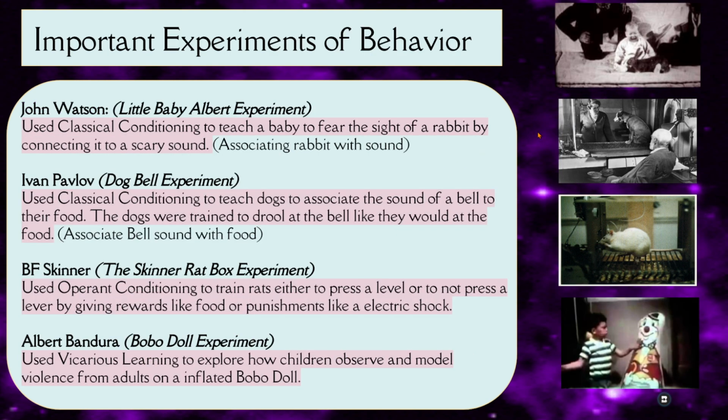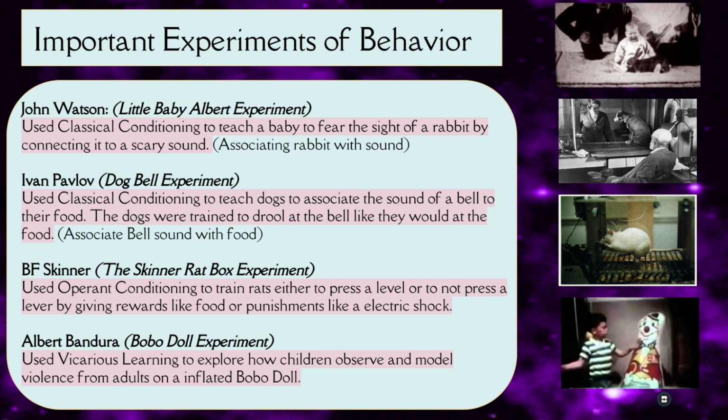Now, some of the major experiments and names of behaviorism are listed here. We have John Watson. He did the Little Albert experiment. This was a classical conditioning experiment where they taught a baby to fear the sight of a white rabbit by connecting it to a scary sound. Every time the baby saw that white rabbit, they would bang a loud noise behind his ears. This would make the child associate seeing that white rabbit with scary, loud sounds, and would cause the baby to cry just at the sight of the white rabbit.